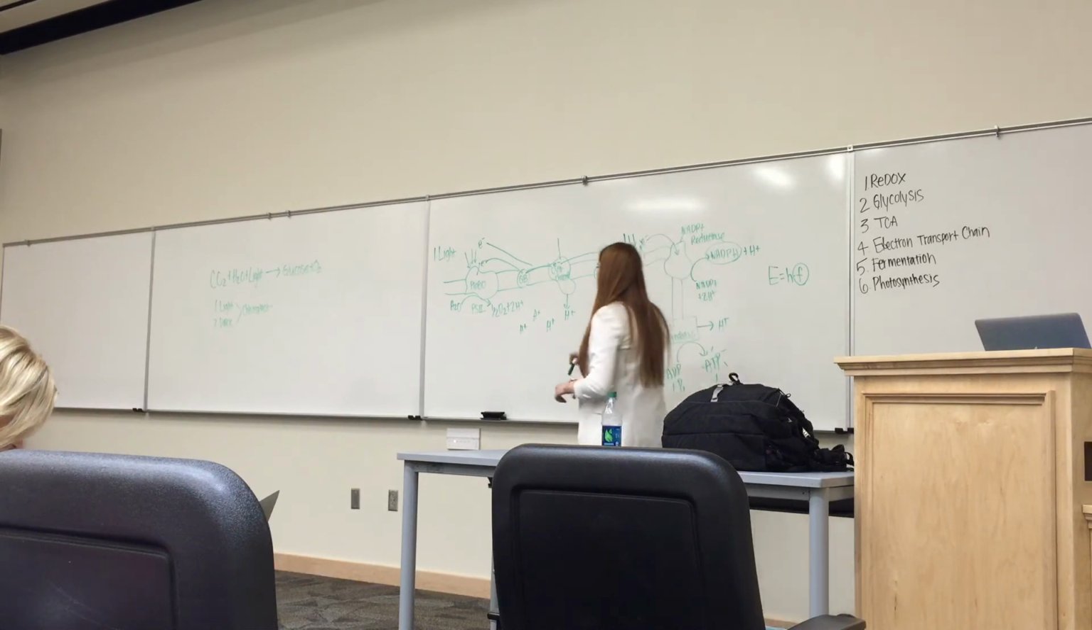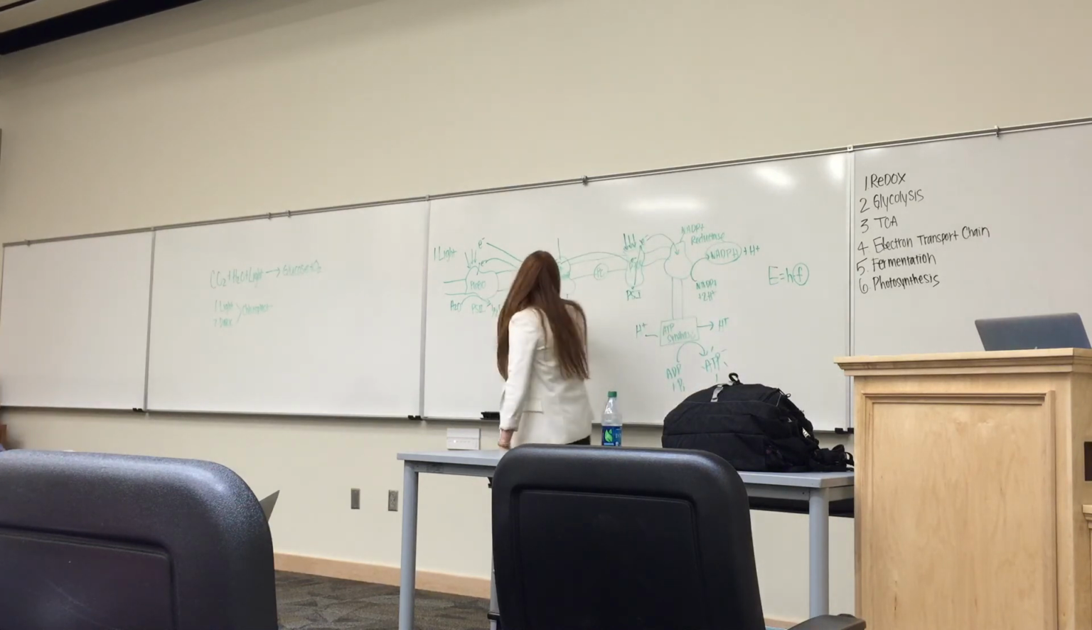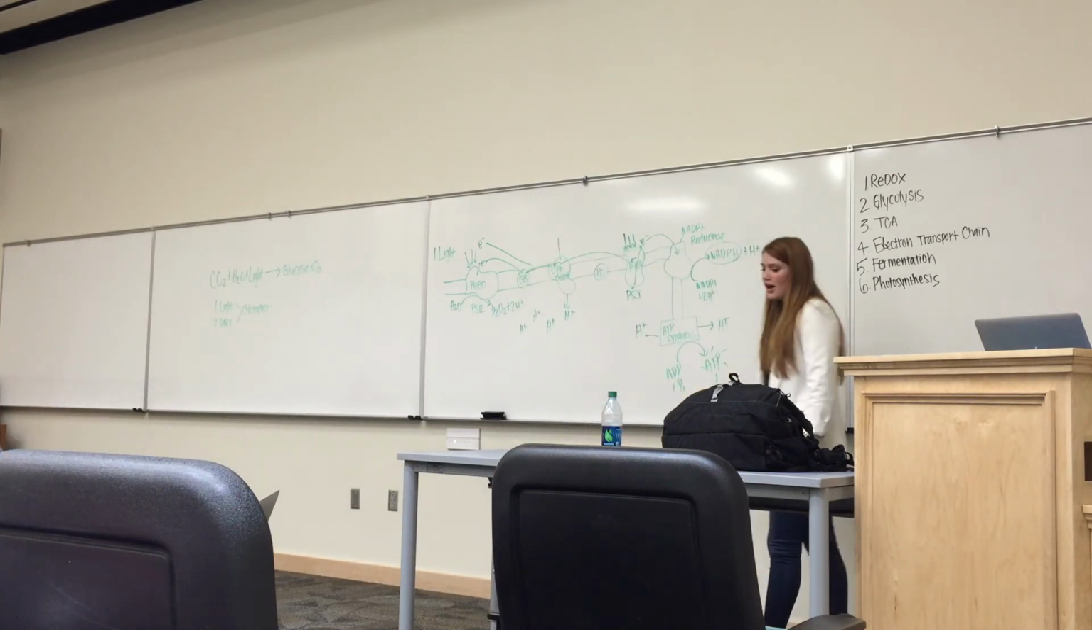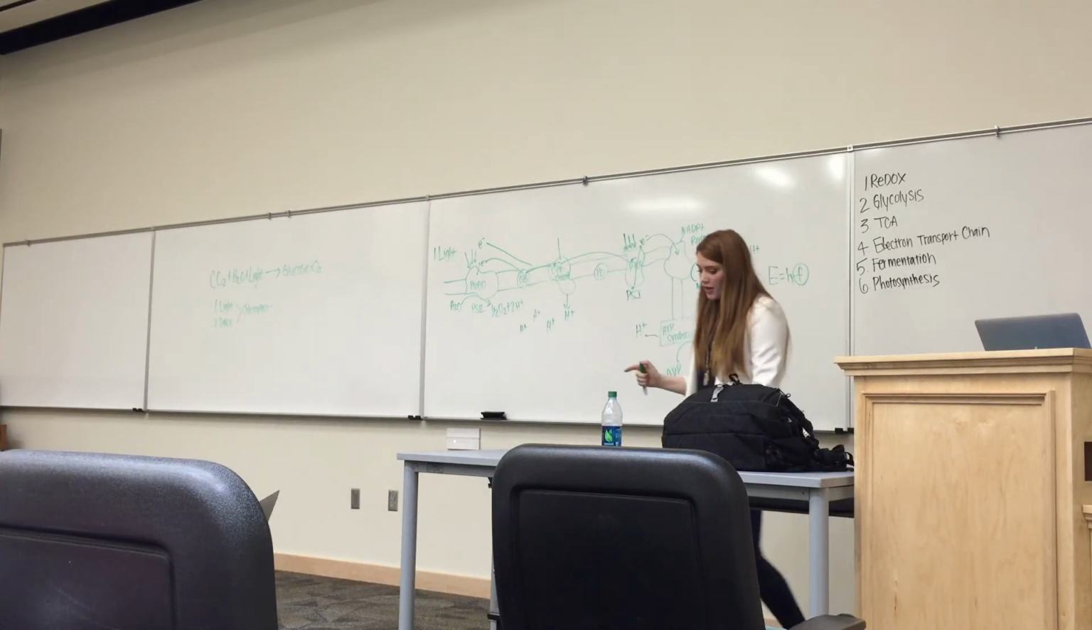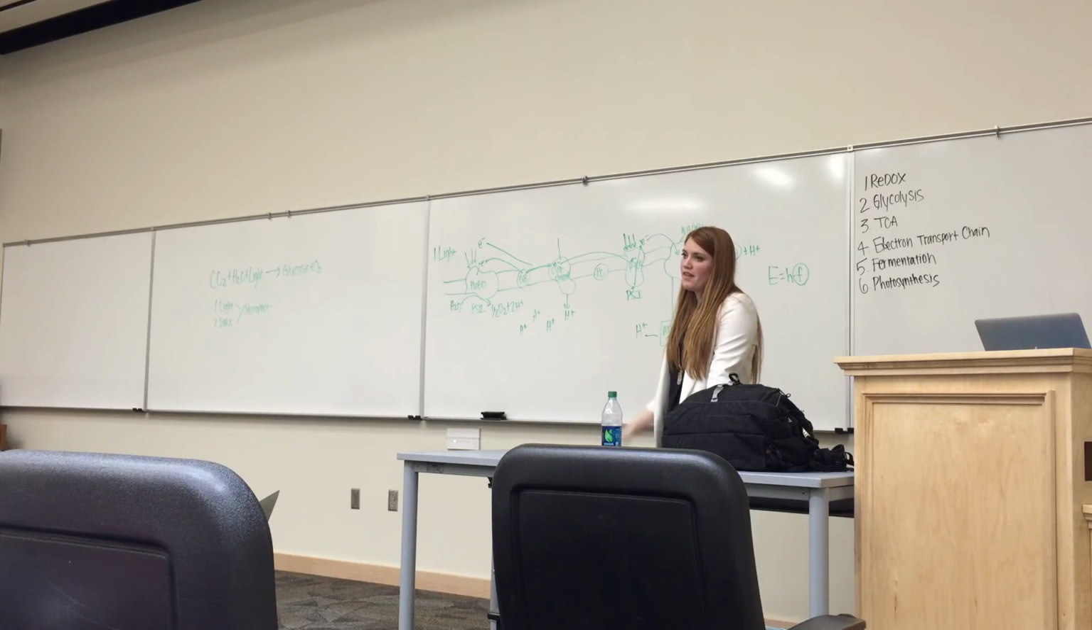But both chlorophyll A and B will be in P680, and they'll be in P700. However, they absorb different wavelengths of light. That's the main difference between chlorophyll A and chlorophyll B. And carotenoids are in both of them as well, right?